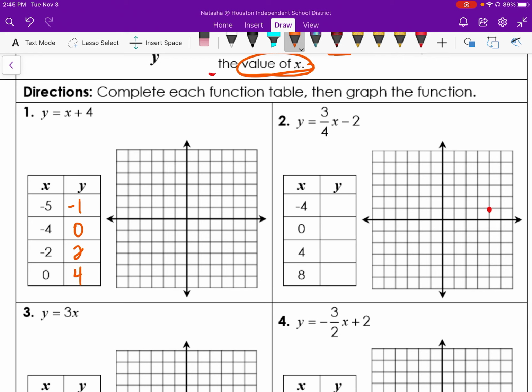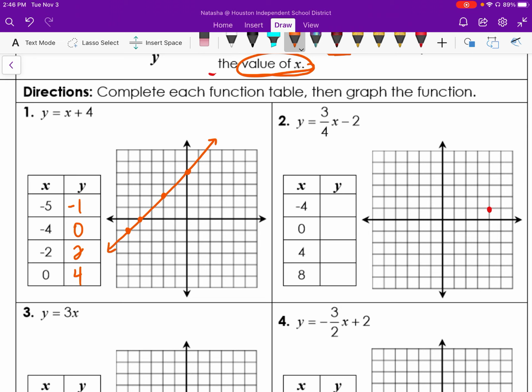Now these are a set of ordered pairs. So I can go to my graph and I can plot these points. So I'm going to go to -5, 1, 2, 3, 4, 5, down 1. I'm going to do -4, 1, 2, 3, 4, and 0. Then I have -2, and then up 2. And then I have 0, 1, 2, 3, 4. Now, if you notice, they have a straight line.